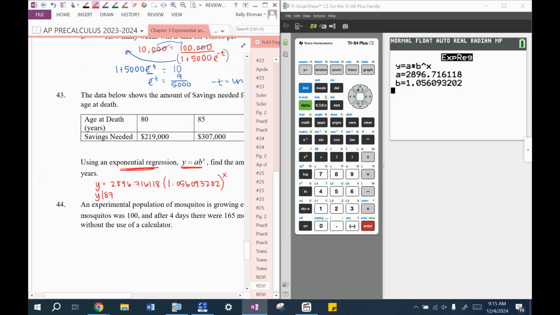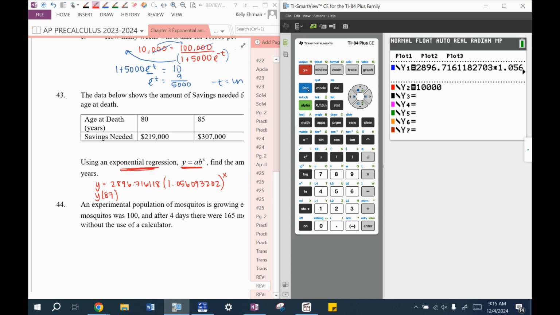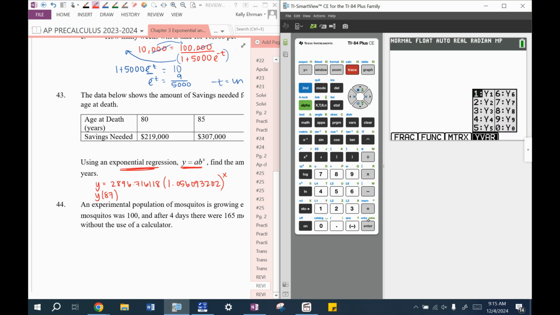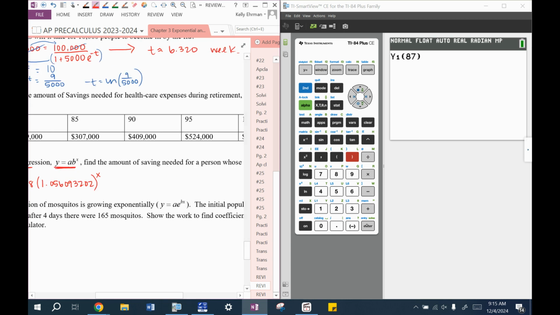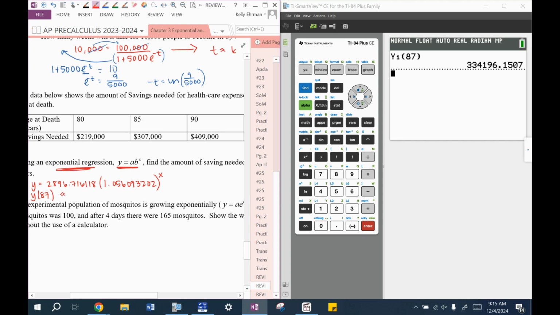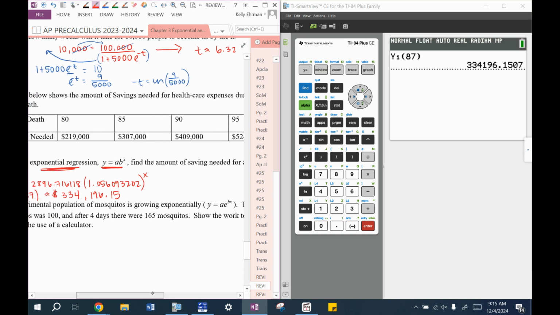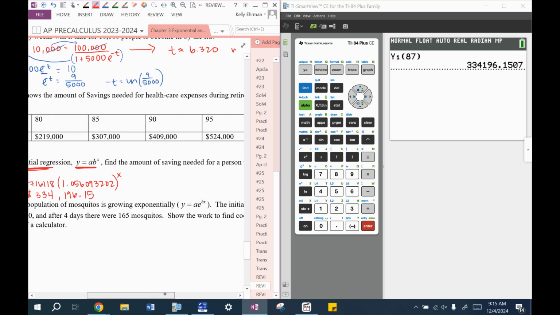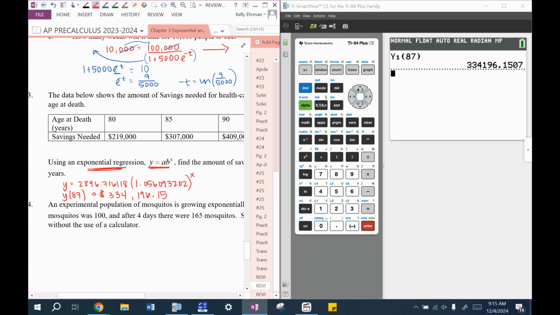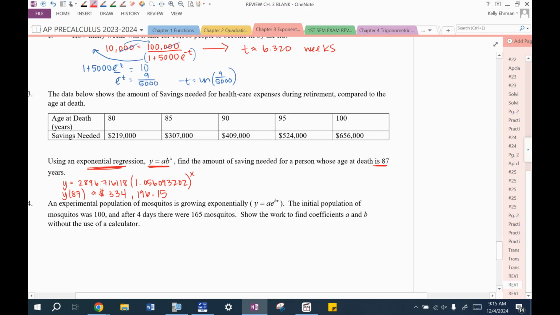I'm just going to, because this is stored in my Y=, say, tell me what Y1 of 87 is. Was it 87? Yeah. So how much savings would this person need? They would need about, just for healthcare stuff, 334,196.15. Does that answer seem reasonable? Yes, because 85 was 307,000 and 90 was 409,000, and I got something in between there. So that is a good sign.